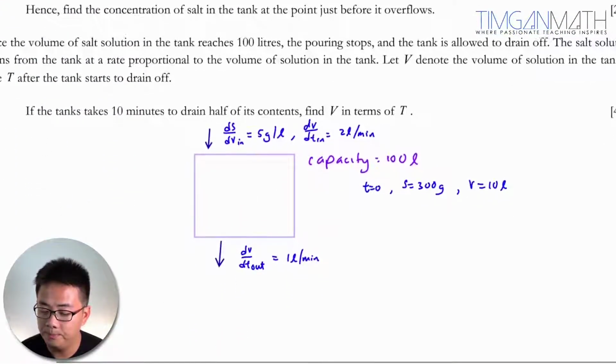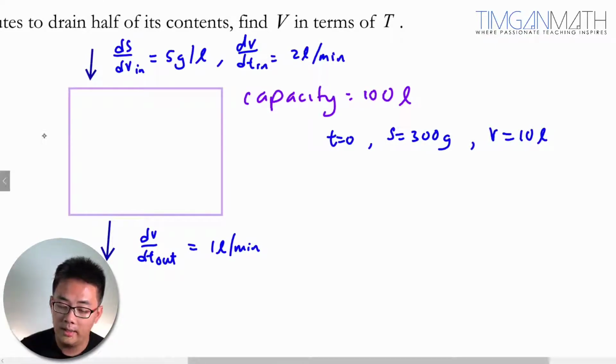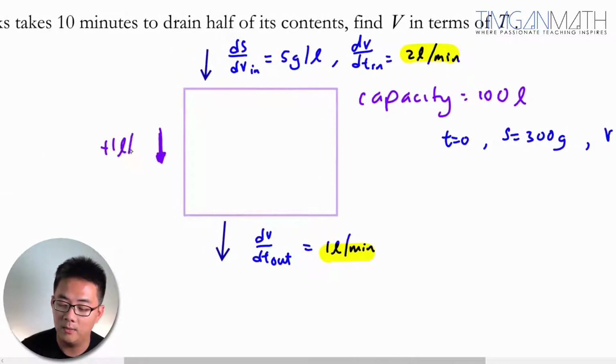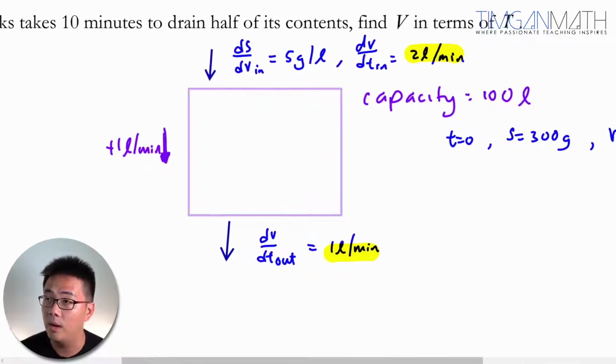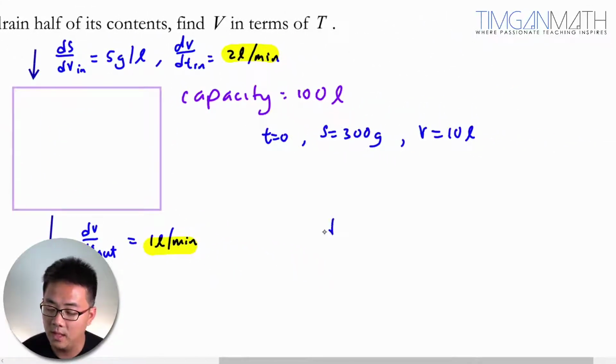Okay, now let's start. We know that the net dV/dt, you see that the rate going in and the rate going out is different. So in other words, you have a positive 1 liter per minute in terms of the amount of water. So that is dV/dt. Now let's start off with dS/dt first. dS/dt net is obviously equal to dS/dt in minus dS/dt out.